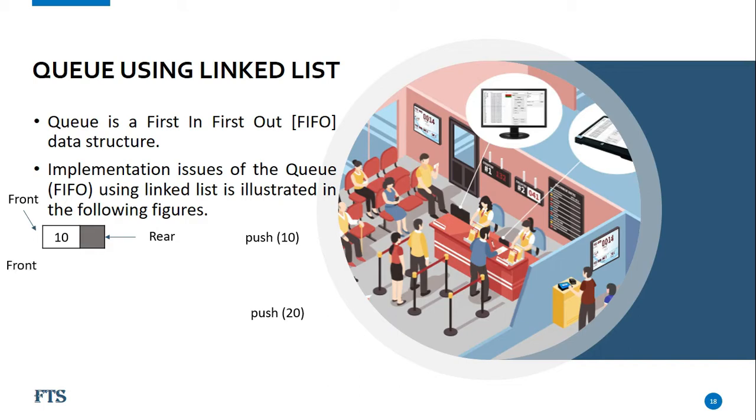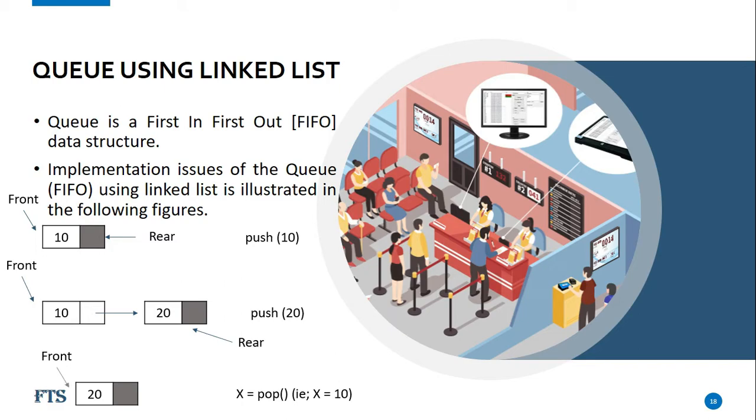If you try to push another element, 20, front is pointing to 10, then the new element should be pushed at the end, because the rear end is where new elements or new nodes are inserted, and the front end is from which elements are deleted. So 20 is pushed after 10 and rear should point now to 20. If you try to pop, 10 should be popped, front should point now to 20 and rear should point to 20.